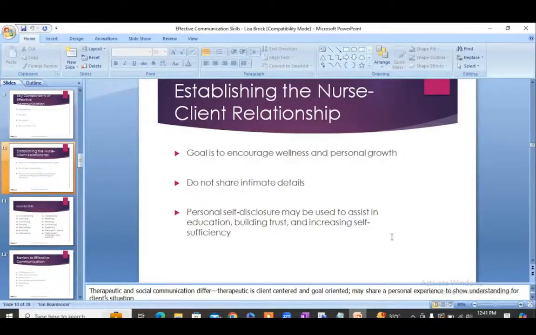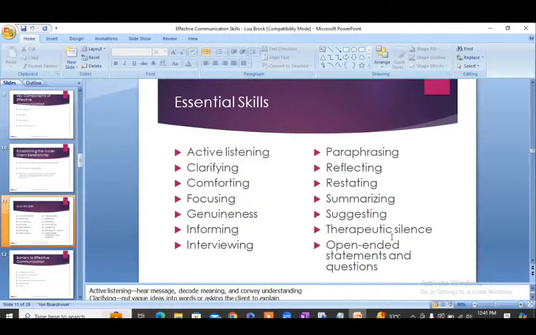Okay, next we have essential skills. In essential skills, we have active listening, clarifying, comforting, focusing, genuineness, informing, interviewing, paraphrasing, reflecting, restating, summarizing, suggesting, therapeutic silence, open-ended statements and questions. All these things we have discussed, right? A few of them we haven't discussed. If you want to ask any question regarding them, I will explain. I think we have discussed all of them. I will summarize it in easy words, to-the-point statements, then we will recover it.